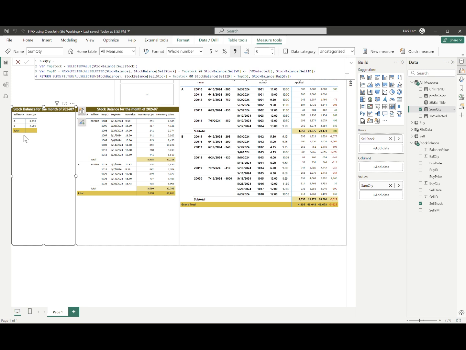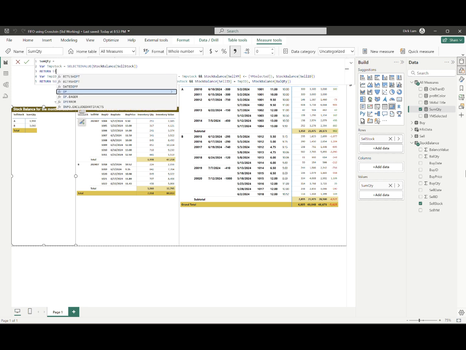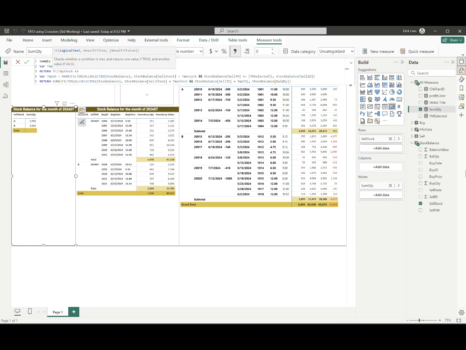That means for the stock that is not blank, we have the concrete stock code. Otherwise, it must be the row of total. We don't have any stock name or code. So I need to change a little bit this formula. Okay, return if temp stock not equal to blank, then I execute the following two commands. Otherwise, a new set of commands.